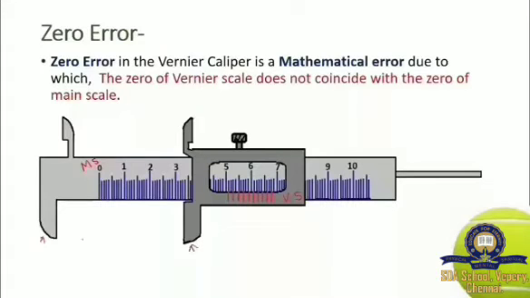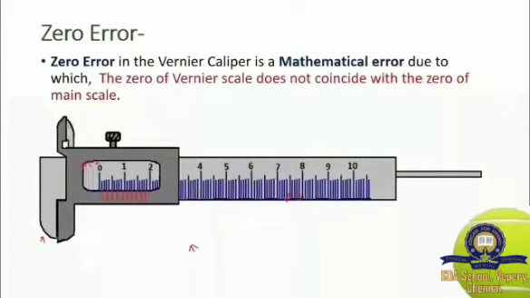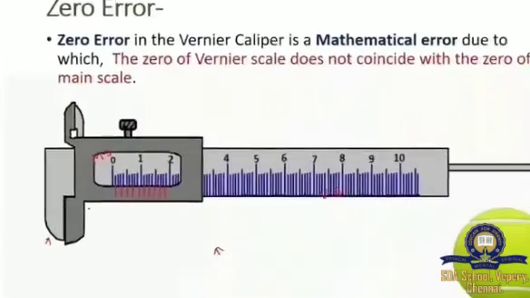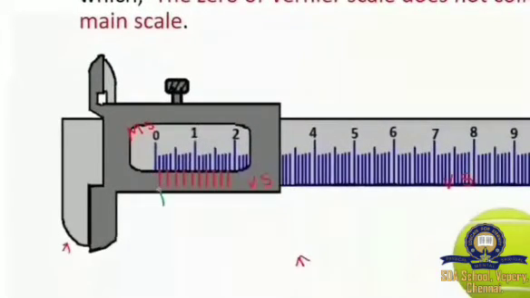These two jaws, this one and this one. When you bring these two jaws together, now you can see these two jaws are perfectly in contact. Then this is the zero of the vernier scale and this one is the zero of the main scale. You can see they don't coincide. Ideally they should coincide. That means these two zeros should be equal, but they are not in a straight line. They don't coincide, so this kind of error is called zero error.